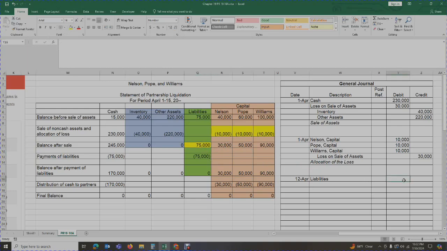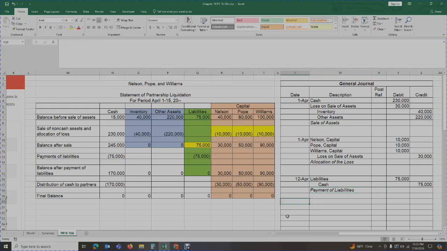So we have 75,000 in liabilities. We debited our liabilities. How do we pay for our liabilities? With cash. Cash gets credited 75,000. Here we're going to put payment of liabilities. So that is step number 3.